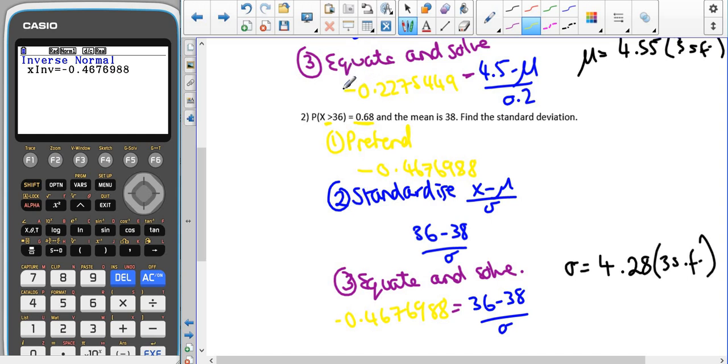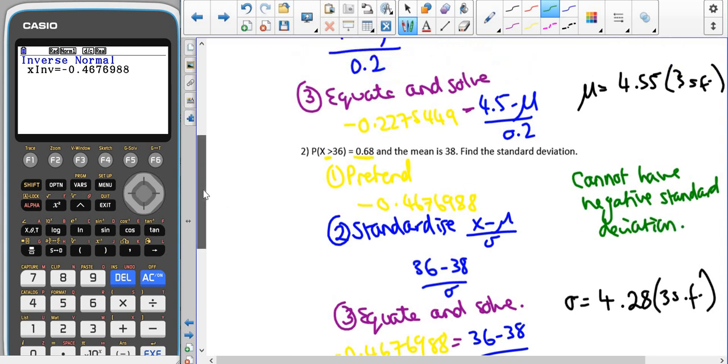Now, for the first one, you can't use this as a check, but for the second one, because we're trying to find the standard deviation, we must end up with a positive answer. If you had read this wrong and read it as a positive and missed the minus sign on our minus 0.4676988, then you would end up with a negative standard deviation, and you can't have a negative standard deviation. However, you can have a negative mean, okay? So that's just an important point. So you cannot have a negative standard deviation.